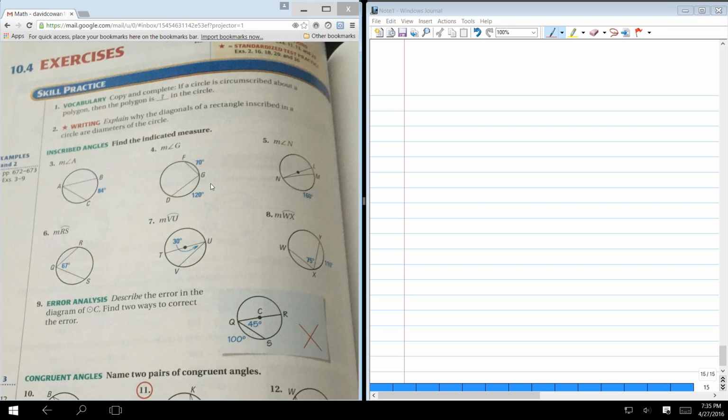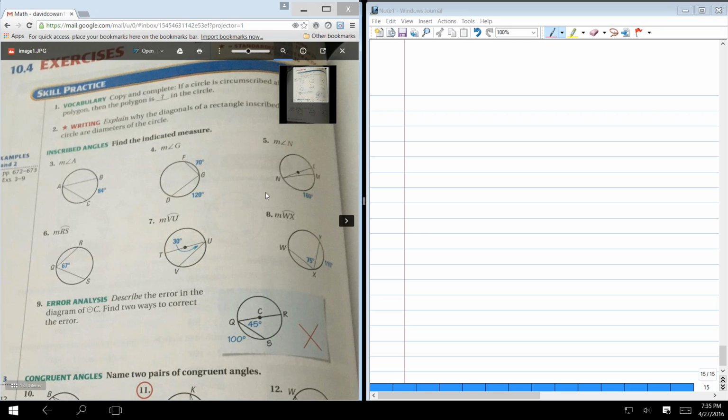Okay, number 4, you have to do something first before we can figure angle G. You would have to add 120 plus 70 and then subtract that from 360. So that's 170, the arc FD. And then you just do 170 divided by 2, which is 65, I believe. 85. 85, yeah. Okay. Cool.